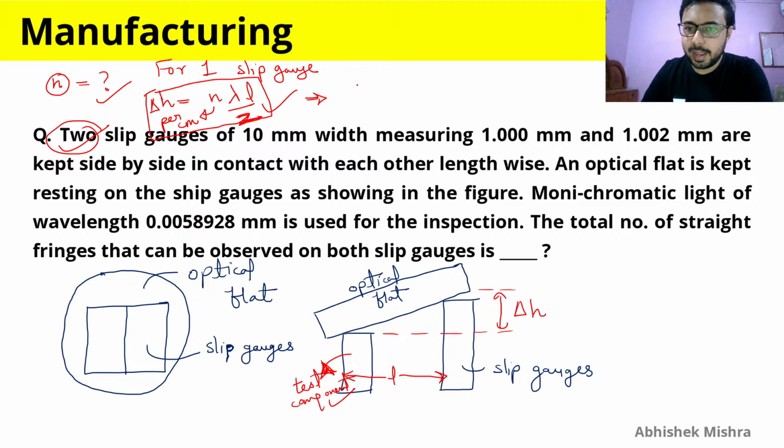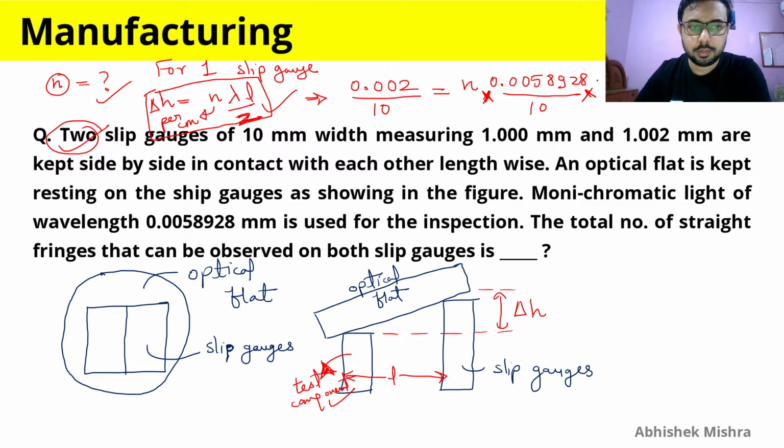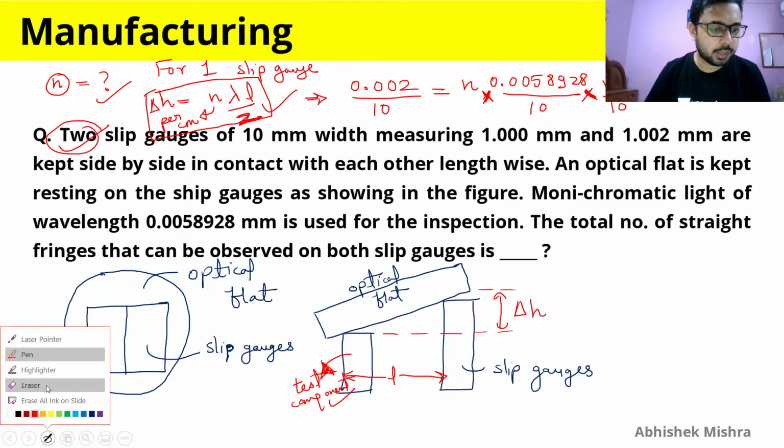So delta H is given as 0.002. It is given in millimeter unit, so we will be dividing this by 10 to convert it into centimeter. So N we have to calculate. Lambda is given, again we have to write it down in centimeters, so we will just write this value here and divide by 10. And at the last, we have been provided with L, that is the width of the slip gauges, that is 10 mm width, so 10 by 10. So this is the final thing that we are going to do. Let me see if I have written it. The last term is not visible here, so I will just write it somewhere else after erasing it.